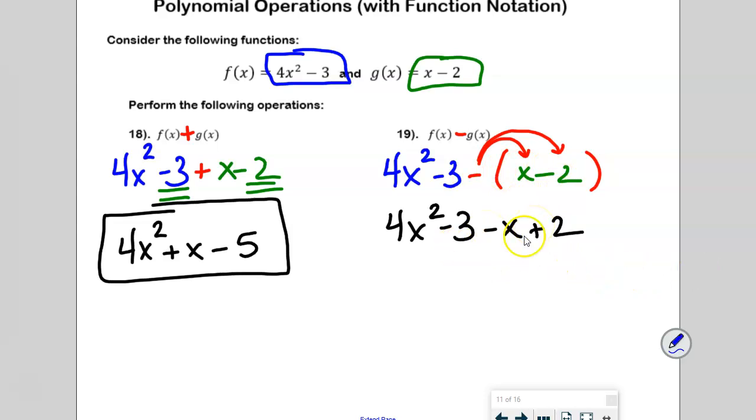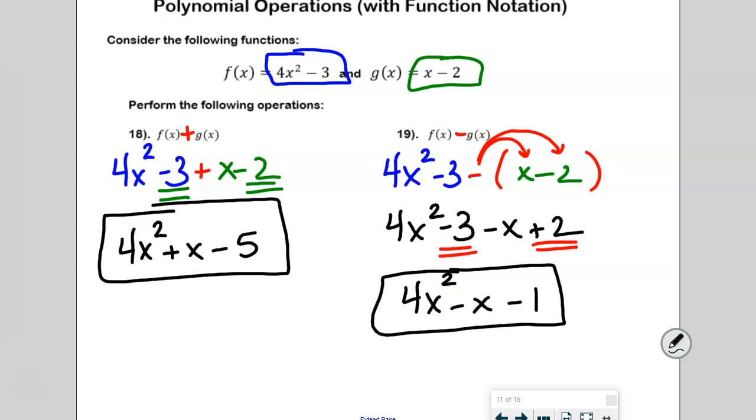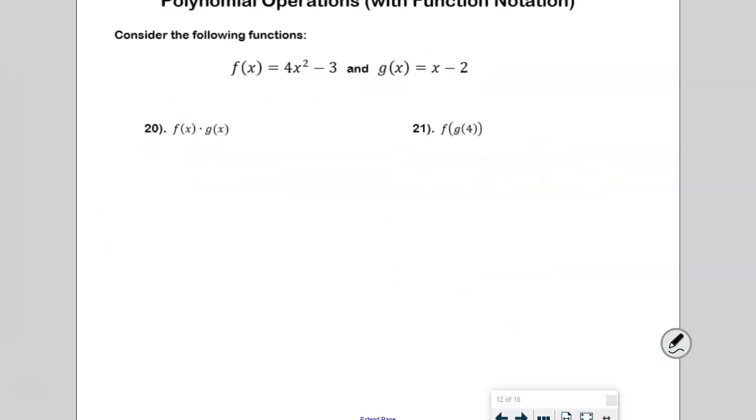So now when I go to simplify and collect my like terms, these are still the like terms we're going to collect, but obviously you can see that there's some signage differences from the previous problem. So we have 4x squared, this time now minus x, and then -3 plus 2 is a -1. So watch the distribution of your negative on a subtraction problem.